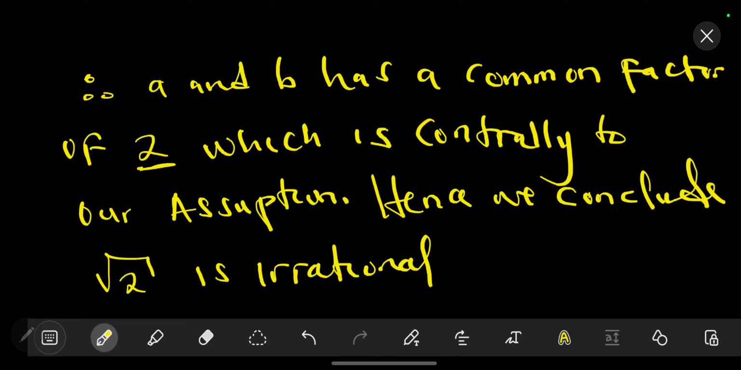Then we are going to say, hence, we can conclude that the square root of 2 is irrational. As long as it has got common factors, it means to say it is not a rational number. Therefore, if it's not rational, it is irrational. So that is how we go about that on type 1.